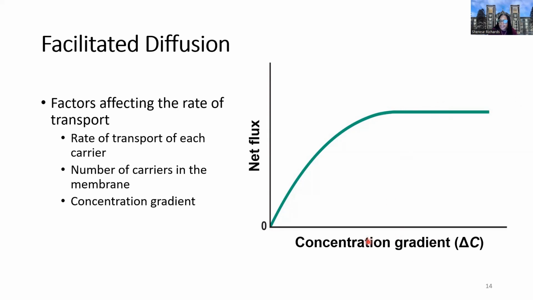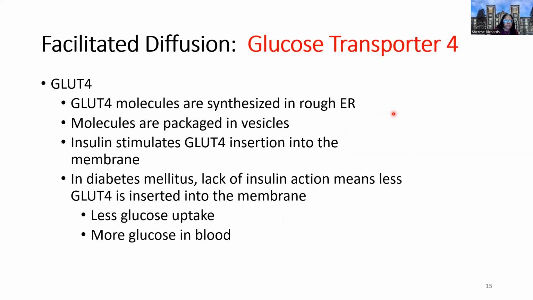Okay. And that is to say that even if the concentration gradient continually gets exponentially larger, there's only so fast we can go with facilitated diffusion because of that limiting factor being the number of transporters.